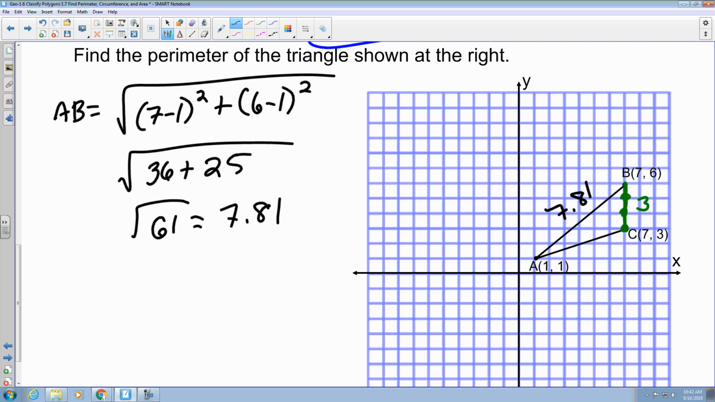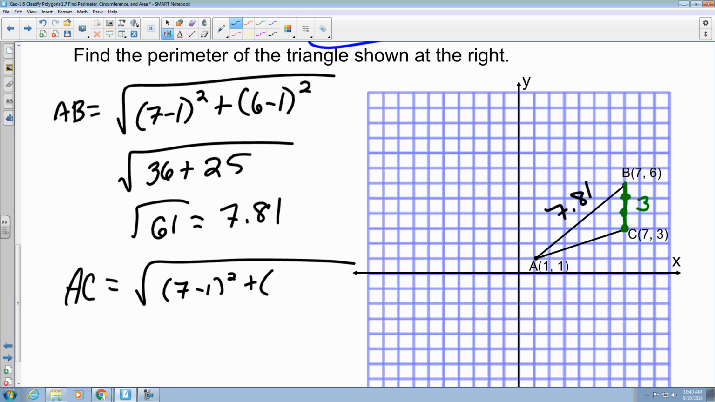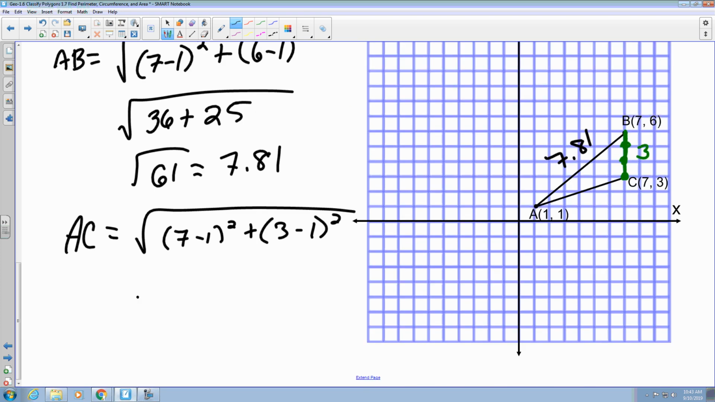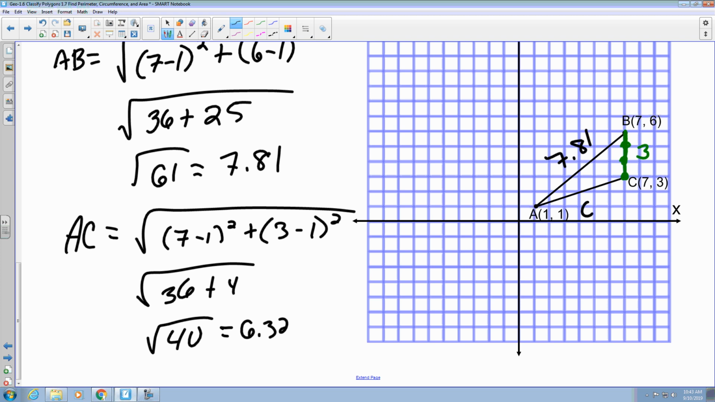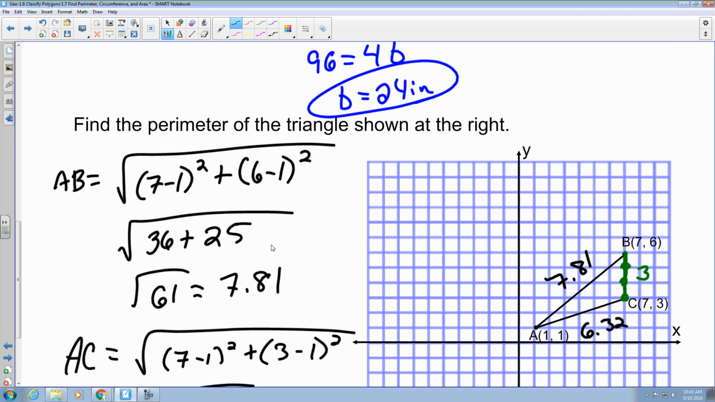All right, so now we look at AC. Again, what's the difference? 7 minus 1 quantity squared plus 3 minus 1 quantity squared. 7 minus 1 is 6. 6 squared is 36, plus 3 minus 1 is 2. 2 squared is 4. 36 plus 4 is 40. The square root of 40 is about 6.32.